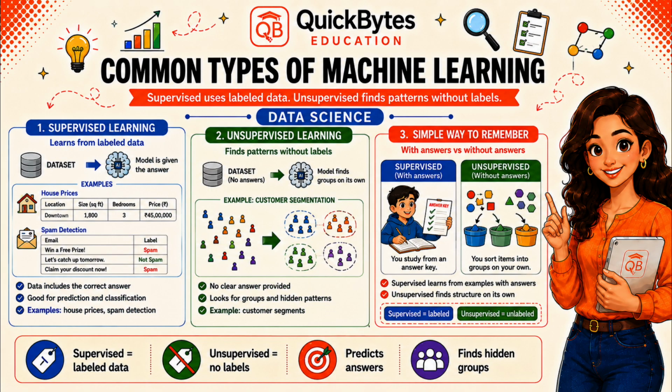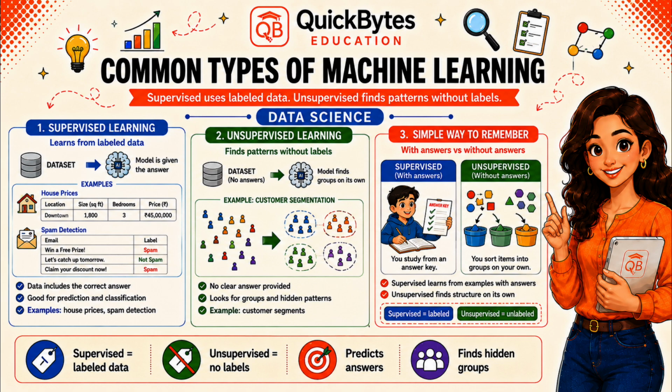There are different types of machine learning, but beginners should know two main ones first. The first is supervised learning. Supervised learning uses labeled data. That means the data includes the correct answer. For example, if you are training a model to predict house prices, the dataset includes house details and the actual sale price. If you are training a model to identify spam emails, the dataset includes emails labeled as spam or not spam.